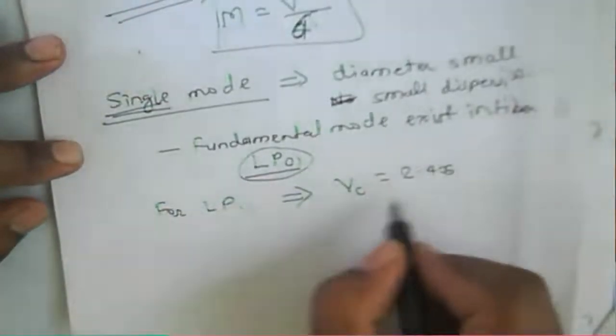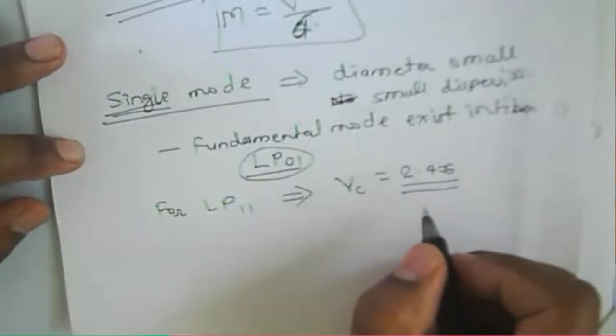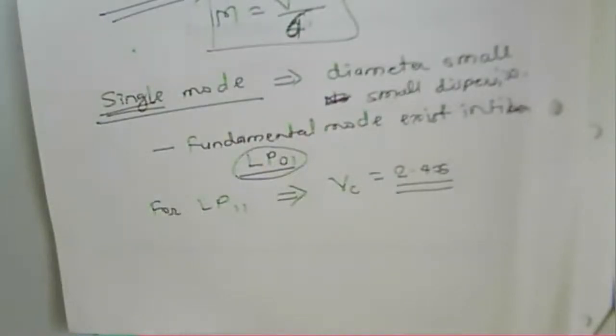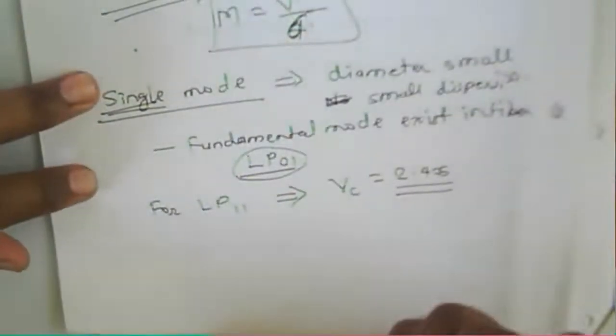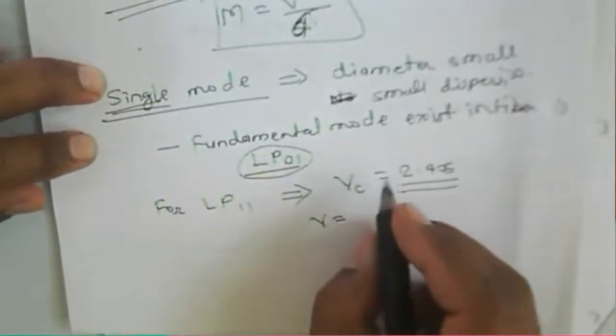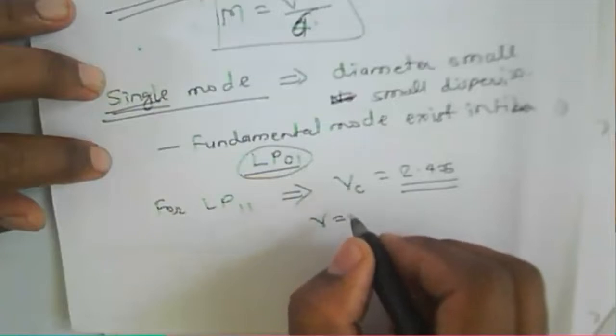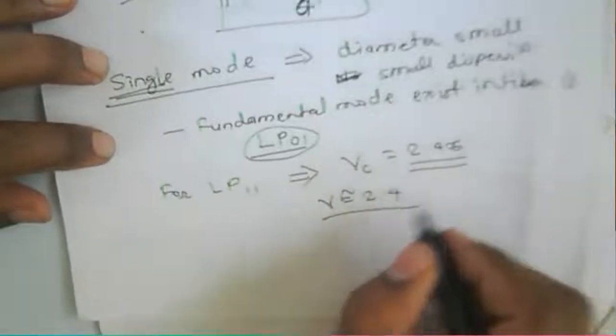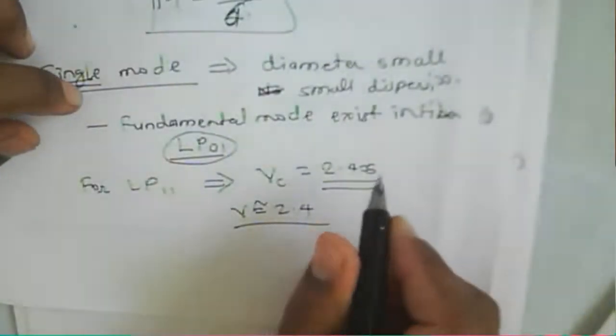What do you mean by this value 2.405? That is for a given particular mode. So what will be the normalized frequency, or normalized number, if it is a small diameter? Because we say that the core of a fiber diameter is small, approximately Vc is nothing but V. So we can say that V is approximately equal to 2.4. Instead of 2.405, we can consider it about 2.4.